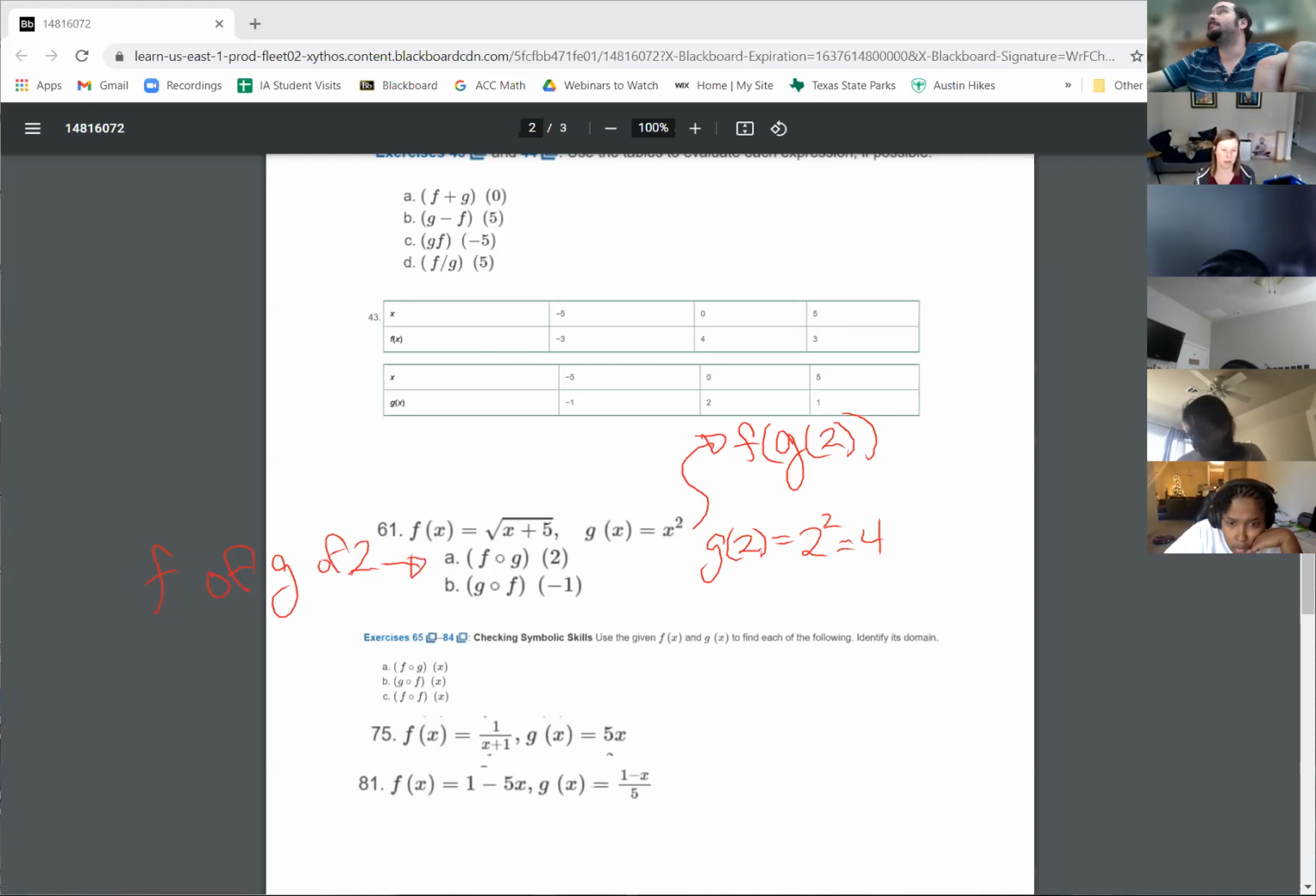At least with numbers, this is easier. When you get to 75 and 81, we can't really do that because there's no numbers. But with numbers, I like to write it this way. So I know G of 2 is a 4. So I'm going to substitute, since I know this entire piece that I'm circling in green is a 4. So now I will have F of 4.